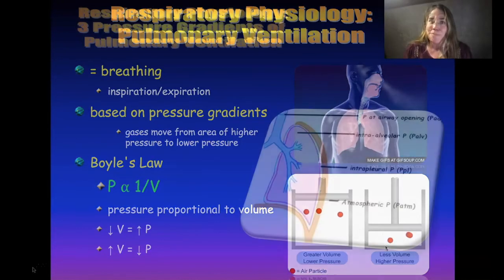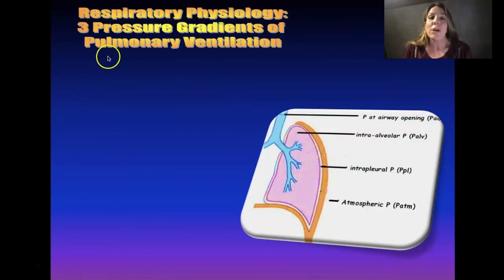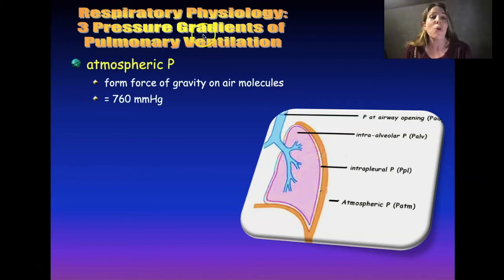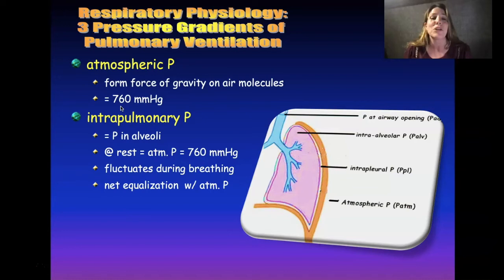So when we're talking about pulmonary ventilation, we're going to specifically be talking about three different pressure gradients. So first of all, we're going to talk about the pressure of the atmosphere, atmospheric pressure. So the air that's out in the environment is under constant pressure from the force of gravity. And so this pressure applied to the molecules in the air is going to be at 760 millimeters of mercury. 760 millimeters of mercury is our atmospheric pressure.